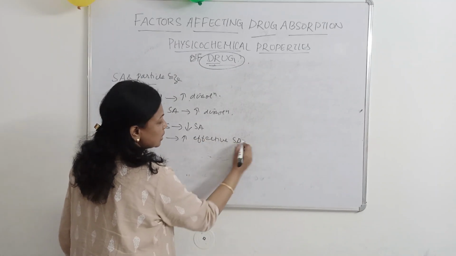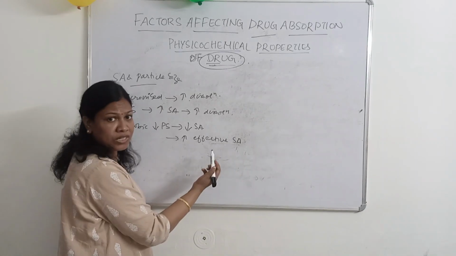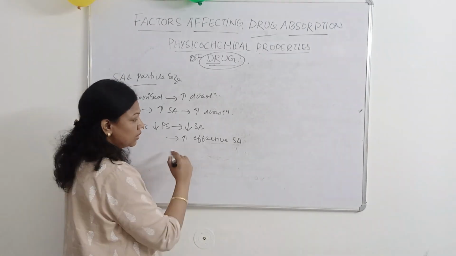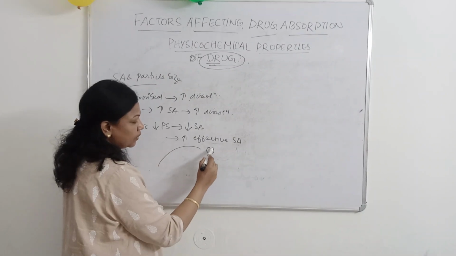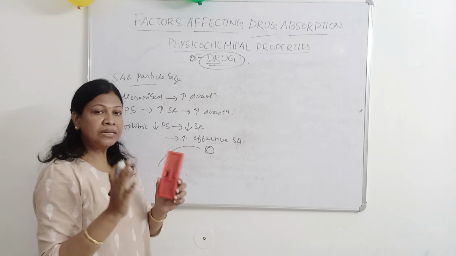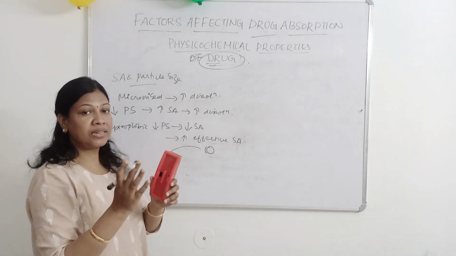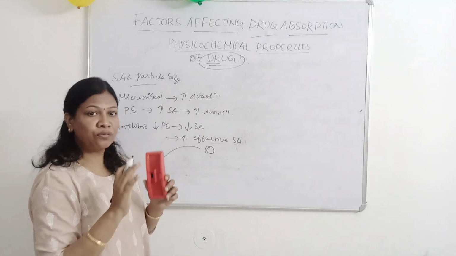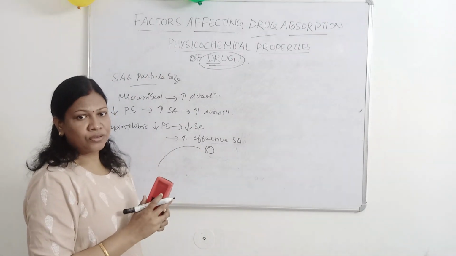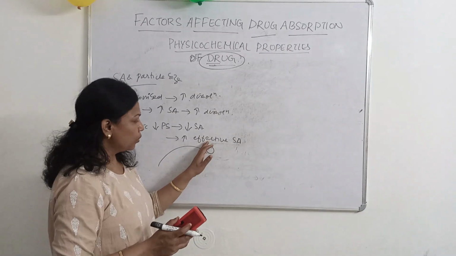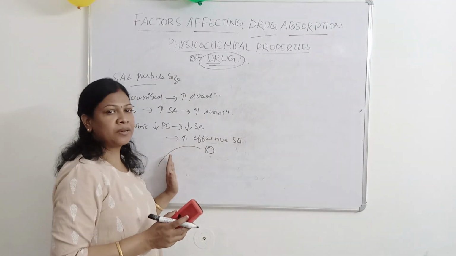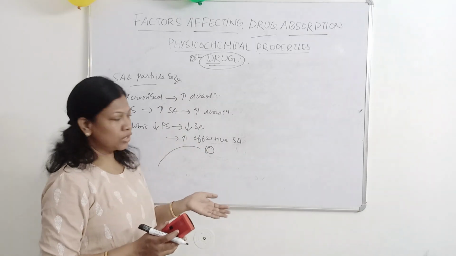Now how to enhance this effective surface area? So you must know what is effective surface area. What is effective surface area? The surface area of the particles which are exposed to the dissolution medium. The area which is exposed to the medium will only be dissolved. So you have to expose the surface of the solid to the dissolution medium for enhancing the dissolution.